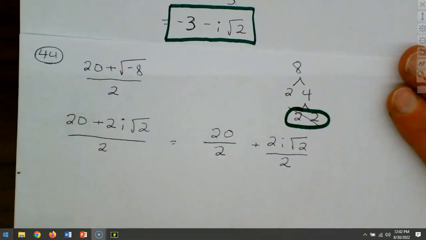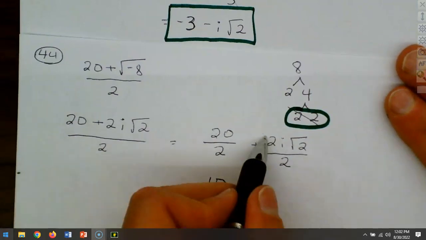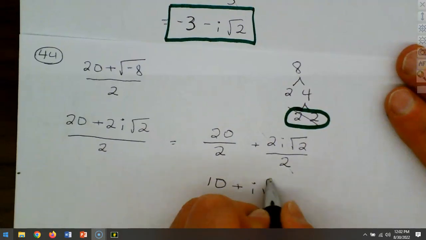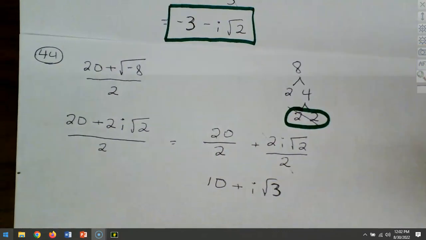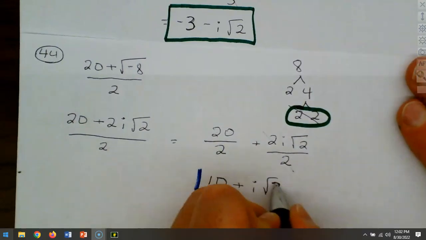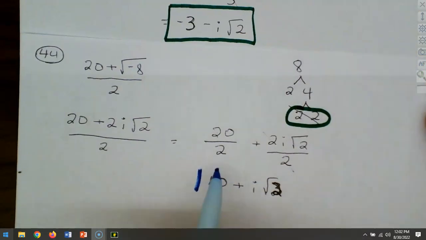20 divided by 2, that is a 10, so there's that piece. 2's cancel, so that leaves you now with I square root of 3. Oh, sorry, 2, not 3. I wrote it down wrong. My mistake. That should be a 2 there. Yep, didn't mean to do that. Sorry about that. But it should be 10 plus I square root of 2. My mistake.